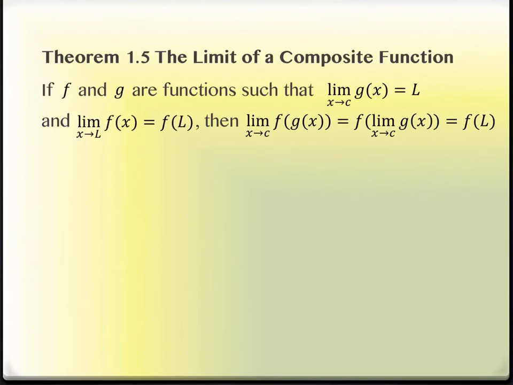And then the last one for now, Theorem 1.5, talks about the limit of a composite function. So composite functions, if you'll remember, are functions that are embedded inside of other functions. So maybe you have a polynomial that is underneath a radical. Or maybe you have a polynomial that is above and below a function. That's actually what a rational function is, it's a composite function already. It has embedded polynomials inside of a ratio.